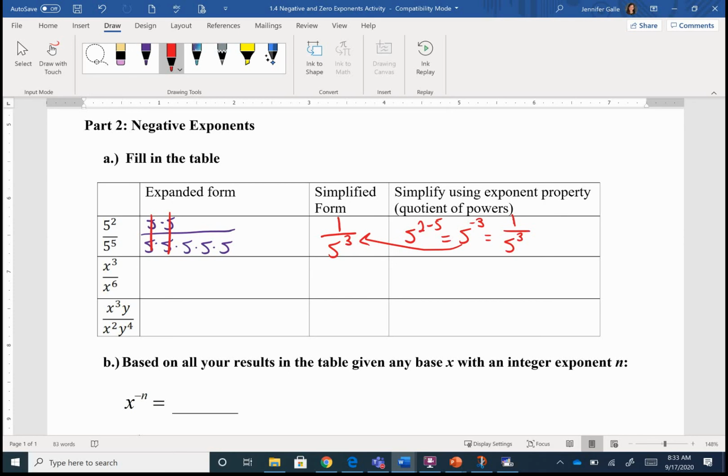Go ahead, guys, try out that second row. Expand it out, simplify it. Let's see where our x's end up.